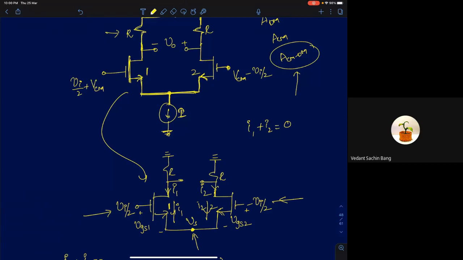If the sum is 0, what do you gather from this? I1 equals minus I2. What is this telling you? I1 equals minus I2. What does it mean? Mathematically, I1 is minus I2, but what does it mean intuitively?